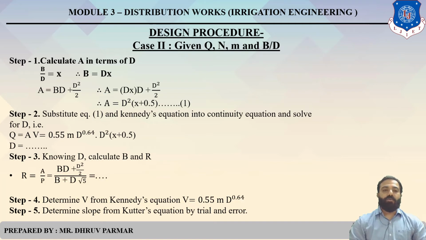Clear? So there are a total of 5 steps in this design procedure. First of all, you calculate area. So the B by D ratio is given. So B by D equals something, say X.